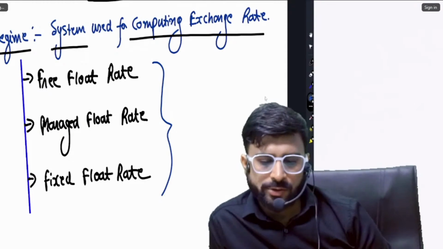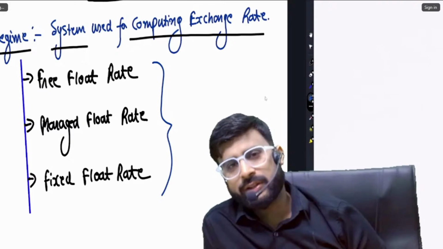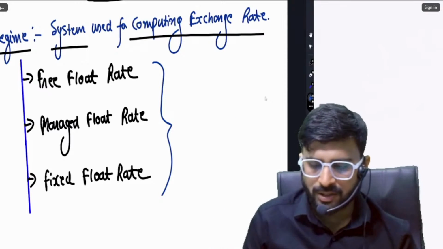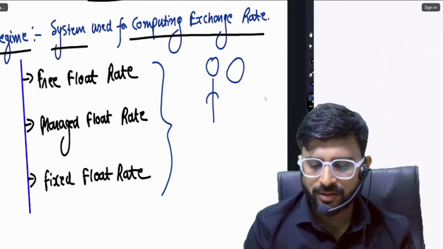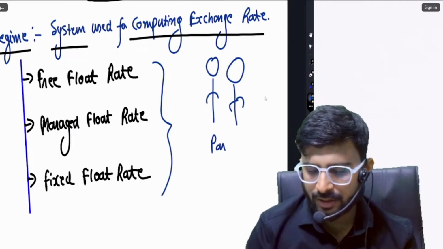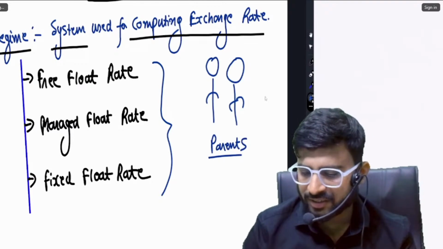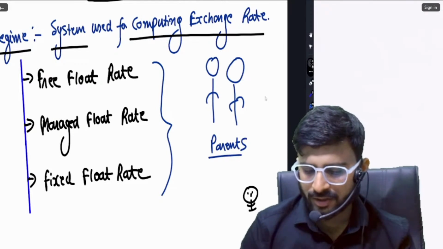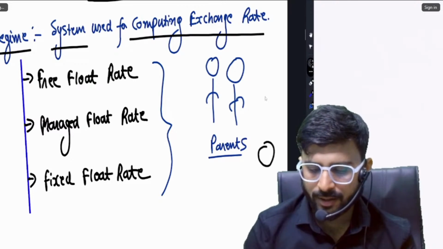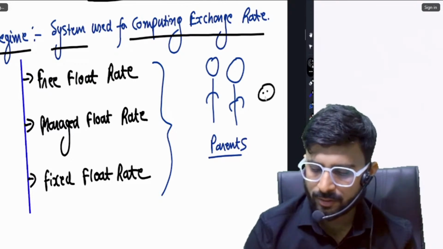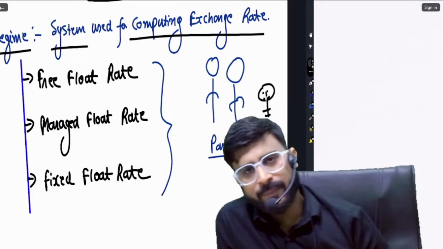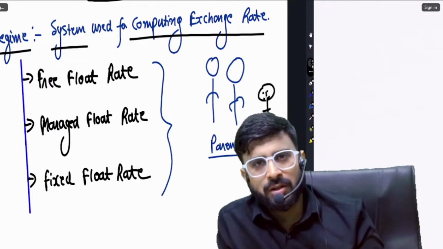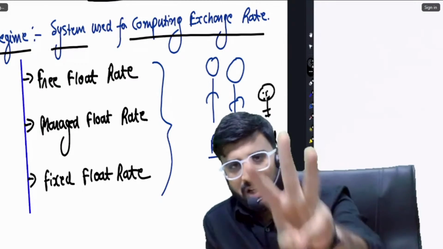Regime, my dear students, is the system used for computing exchange rate. Okay, so now let's talk about it. Suppose we have a kid and we have their parents. So these are the parents, and this is the kid. Is that clear? Now, friends, the parents can raise this kid in three ways.